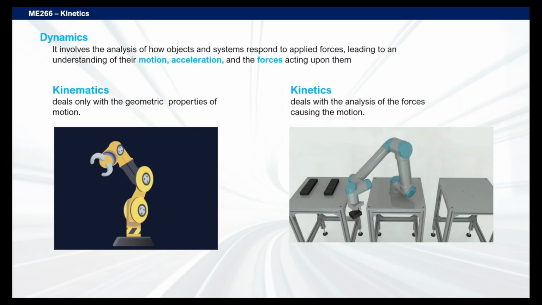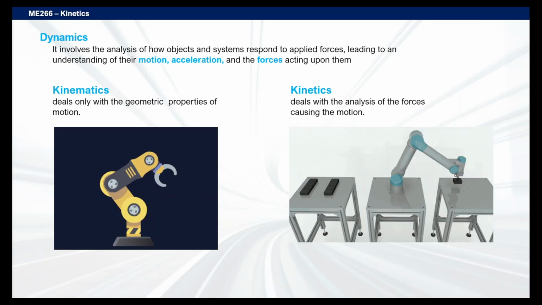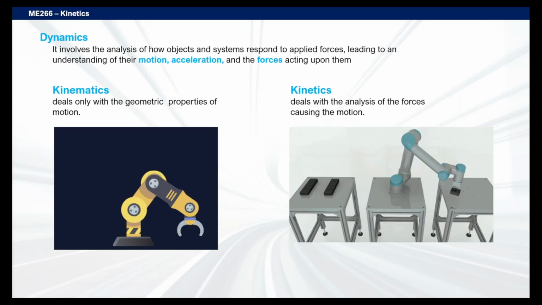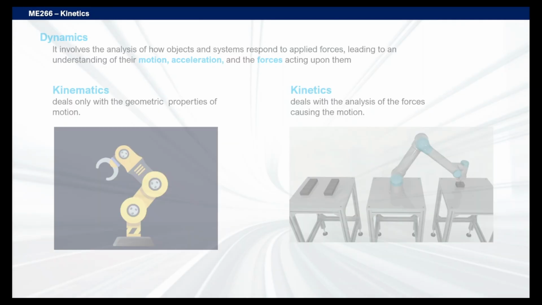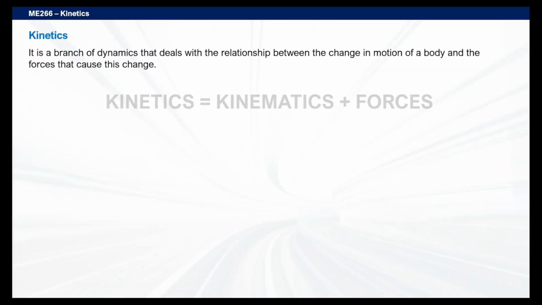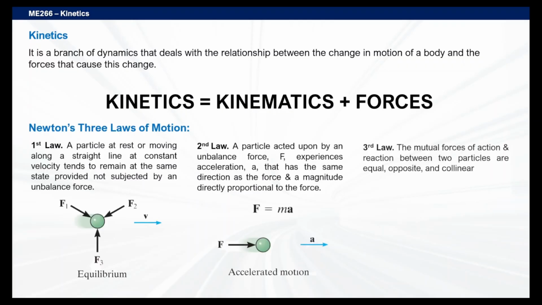And for kinetics, we deal with what causes the motion. So we deal with the forces that cause the motion. And with forces that cause motion, we have to recall the foundation, Newton's three laws of motion. So we have the first law, second law, and third law. The first law pertains to inertia: a particle at rest, or moving along a straight line at constant velocity, tends to remain in the same state provided it is not subjected to any unbalanced force.